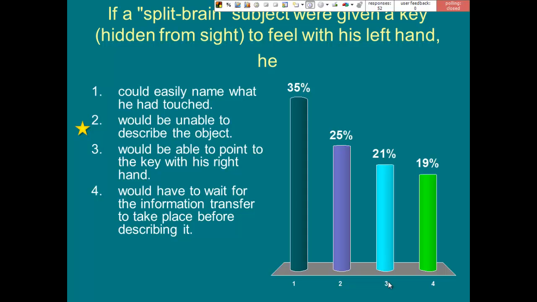That's wrong. 3, would be able to point to the key with his right hand? Not really, okay? The information comes up, comes to this part of the brain, but this part of the brain controls what hand? The left hand, not the right hand. So the left brain doesn't know what's going on, so they can't do it. Would have to wait for the information transfer to take place? No, it never will, because the corpus callosum's been cut. So there's only one answer, would be unable to describe the object, and they would do this. What do you touch?